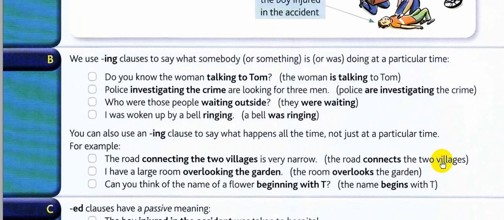Section B. We use ing clauses to say what somebody or something is or was doing at a particular time. Do you know the woman talking to Tom?